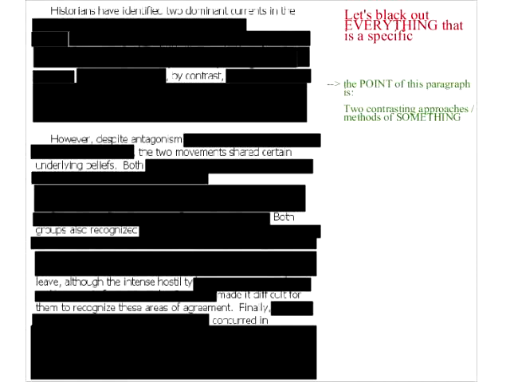So we just killed probably 85% of the passage. Let's take a look at what we got here. However, despite antagonism, the two movements shared certain underlying beliefs. Both of them did something. Both of them recognized something, although there was hostility that got in the way. Finally, they concurred in something else. So in the text box, guys, what is definitely the point of this paragraph?